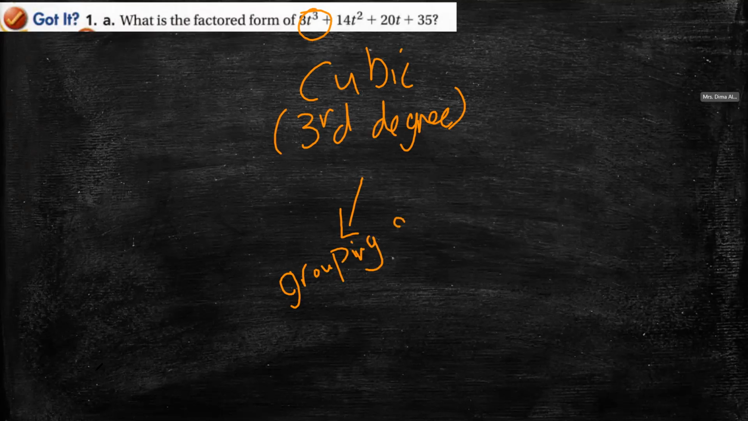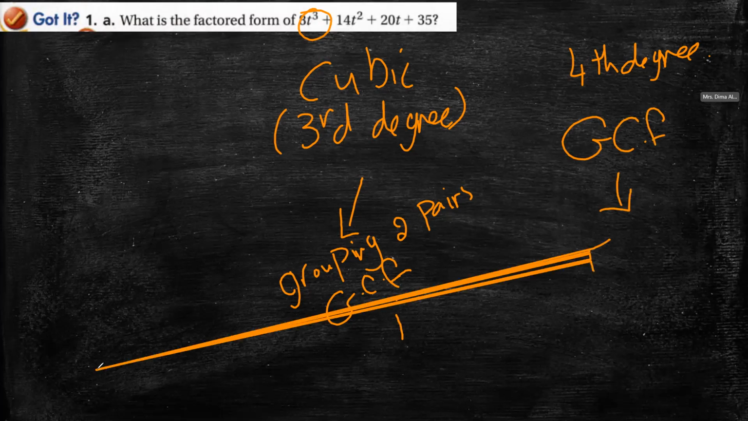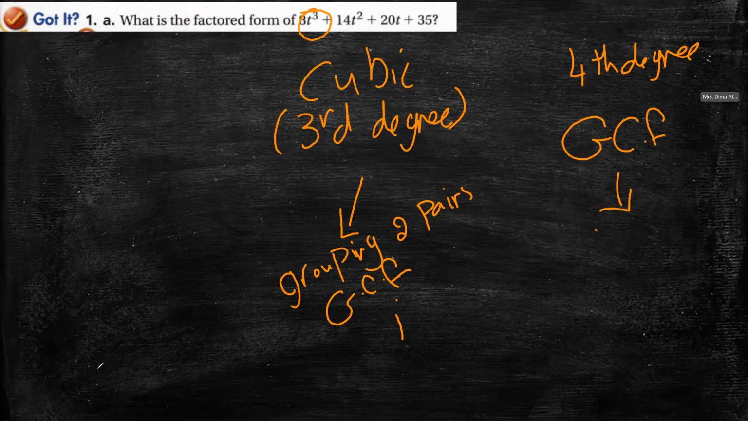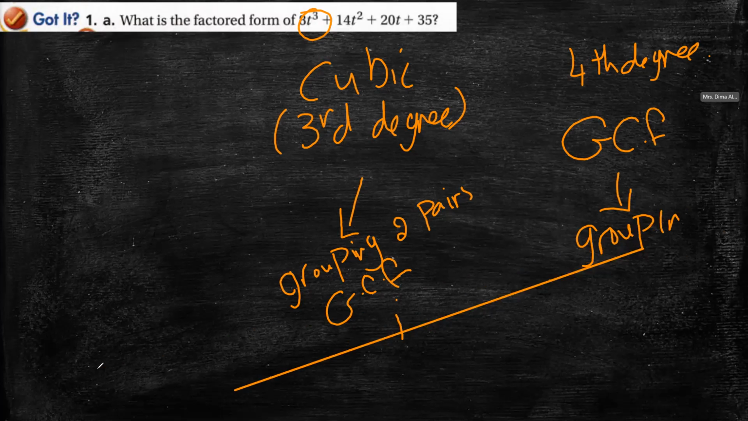them into two pairs, then find the GCF. Then continue. If it has a 4th degree, first you have to find the GCF, then you have to group them into two factors. Then continue and find the GCF another time.